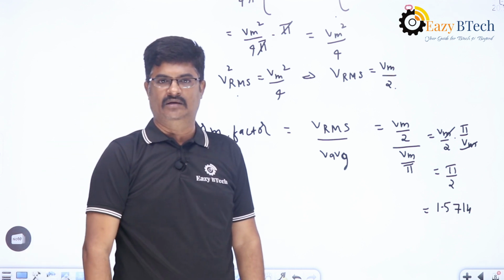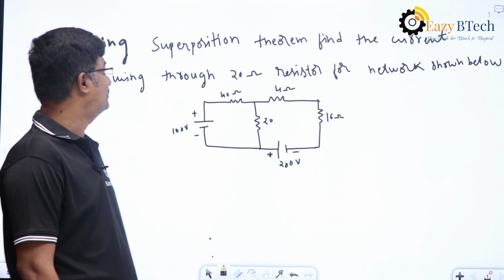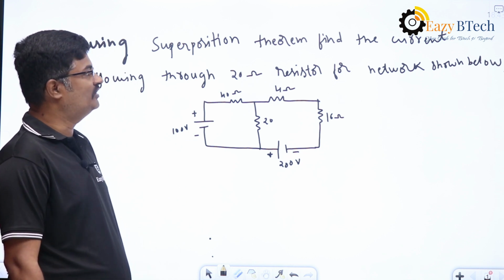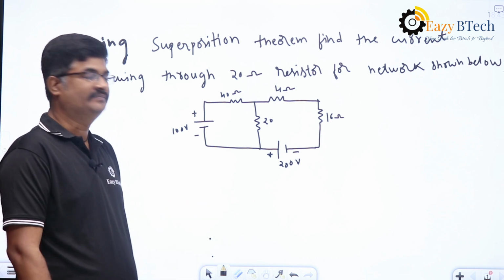Today we will be discussing old questions of BEE. The problem is: using superposition theorem, find the current flowing through the 20 ohm resistor for the network shown below. This is the figure he has given.